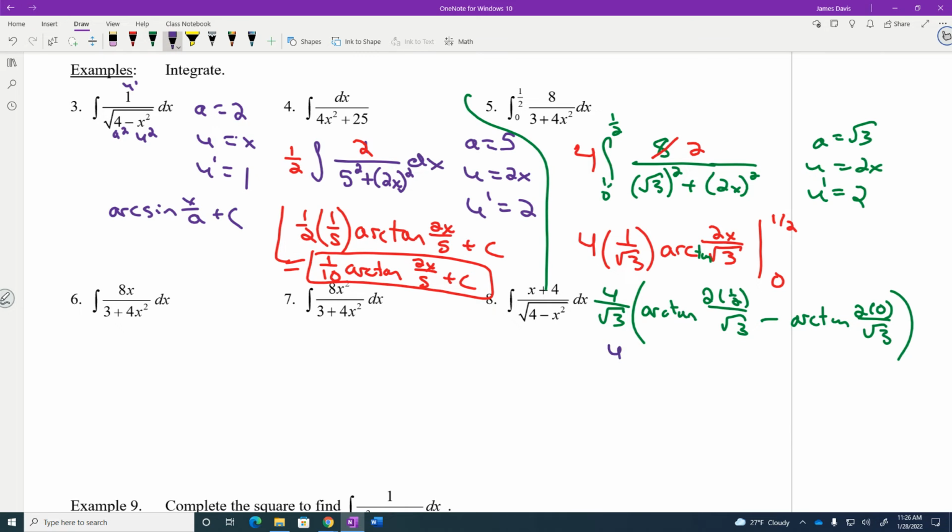And we get radical 3. This is going to be the arctan of 1 over radical 3, since 2 times a half is 1, minus the arctan of 0.